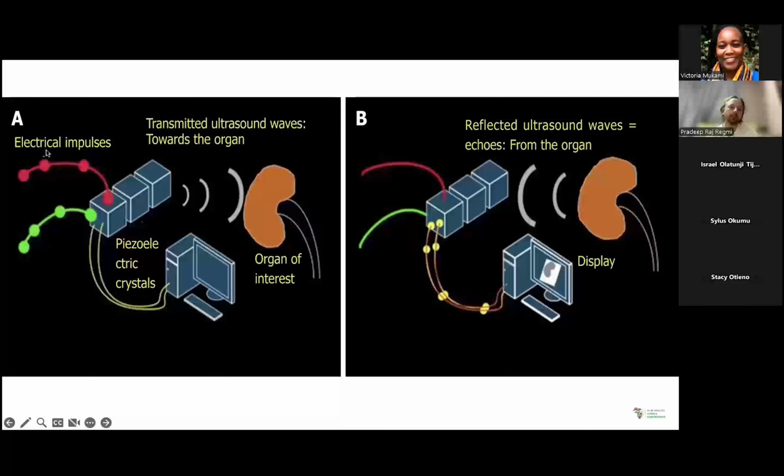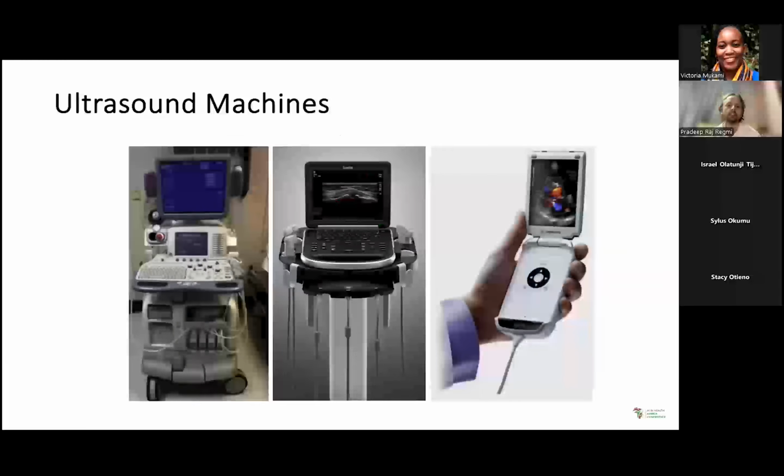In a bit more depth, when electrical impulses are passed through the piezoelectric crystals within the transducer, it transmits ultrasound waves towards the organ, and then the organ we are imaging reflects back the ultrasound echoes to the piezoelectric crystals, so that they can be transmitted electrically into the display of the ultrasound machine. This outlines the principles of ultrasound, how it makes the images.